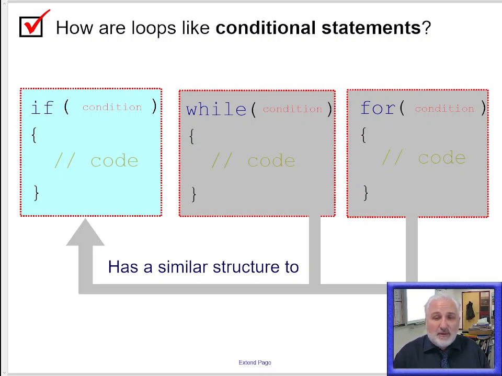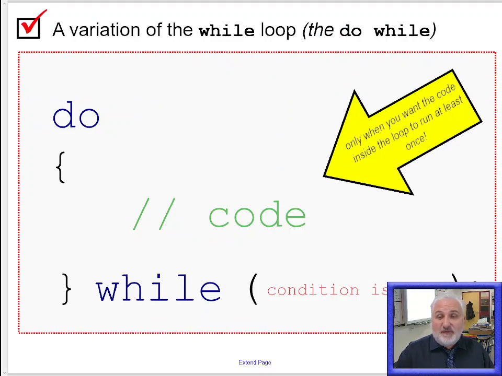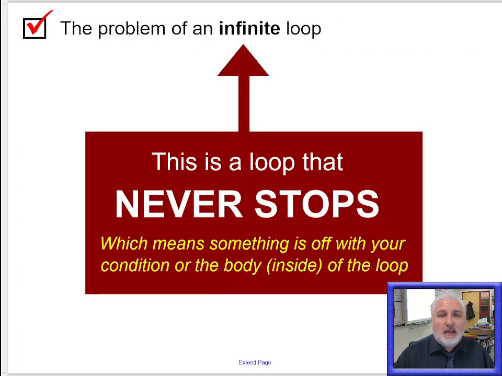Now, these are just code snippets. They're not complete, but you can see all of them use curly brackets to define blocks, round brackets to contain the Boolean expression, and then the keywords if, while, and for. So here's a more practical example of a while loop. While count is less than 5, where we have one item compared with another item, and then define the block. Here we see the variation of the do while loop, where you want the code to run at least once.